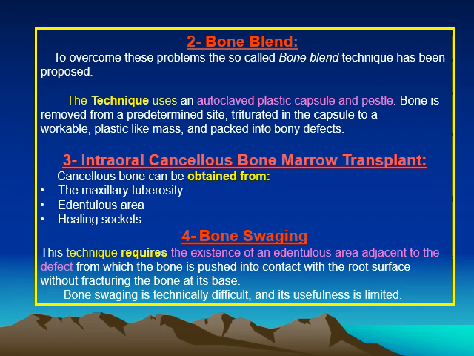The intraoral cancellous bone marrow transplant is also used as a source of autogenous bone grafts. The cancellous bone can be obtained from the maxillary tuberosity, edentulous area, healing sockets. Bone swaging is technically difficult and its usefulness is limited. The technique requires the existence of an edentulous area adjacent to the defect, from which the bone is pushed into contact with the root surface without fracturing the bone at its base.